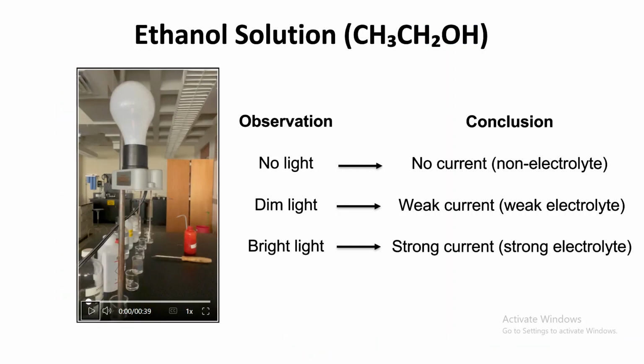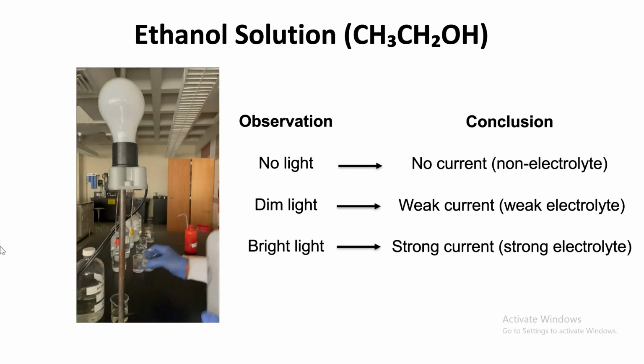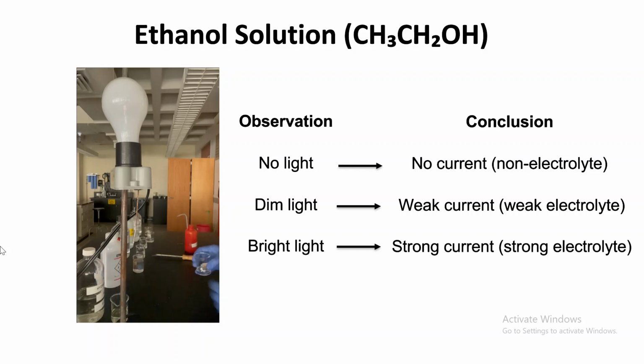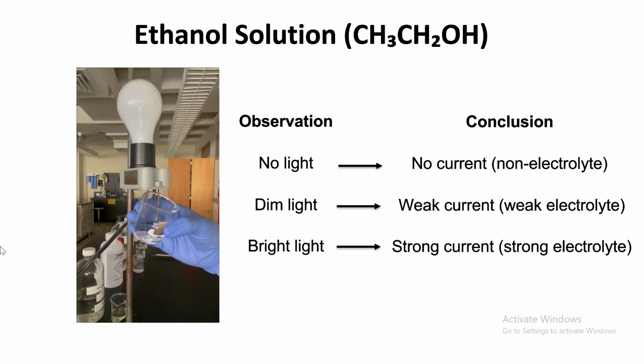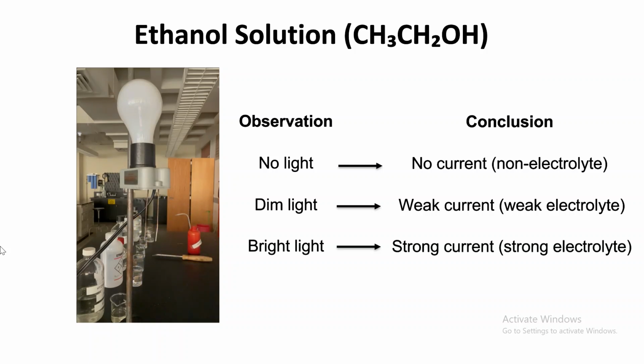Next up, we have ethanol, which is an alcohol with the formula CH3CH2OH. Let's see, is it no light, dim light, or bright light? Again, you can write. So we got no light. Let's see by adding the water, is it going to help? More water is added, and you see the light bulb is not turning on. So ethanol is no light and no current.